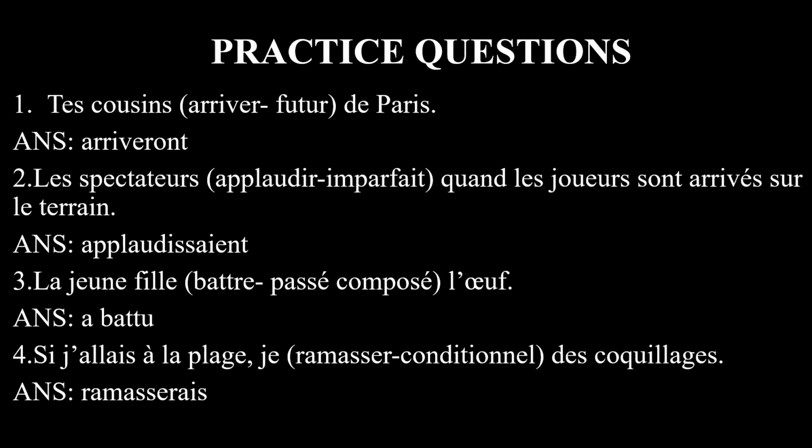The fourth one, ramasser, has to be put in the conditional. So you know the conditional takes the future root. In this case it's an er verb, so the future root is the verb itself, and then add on the imparfait ending for je, which is ais, and you get your answer.